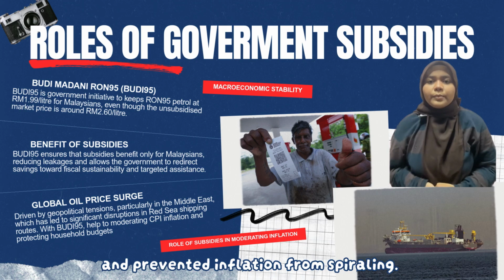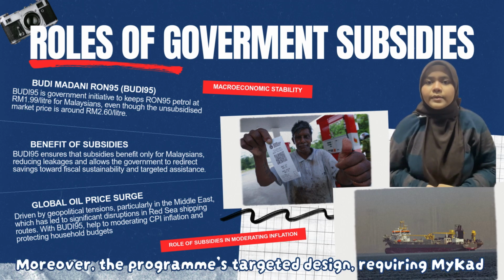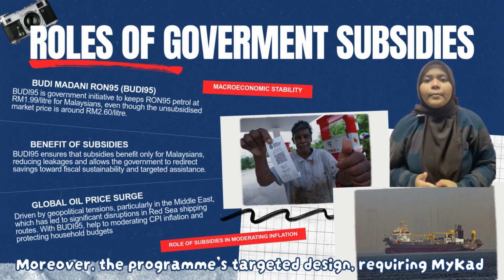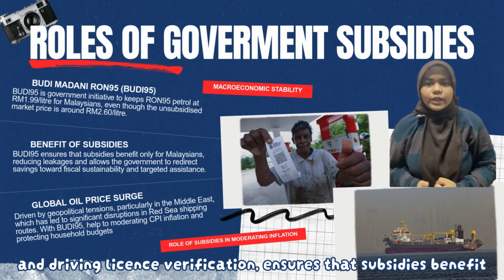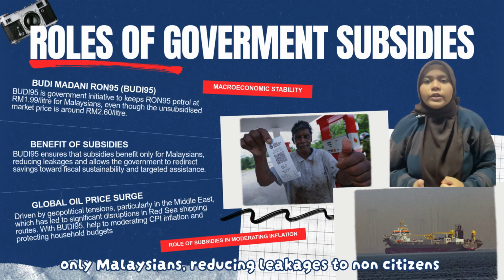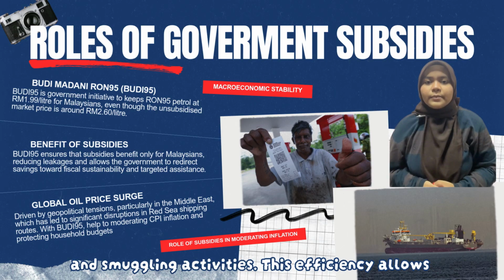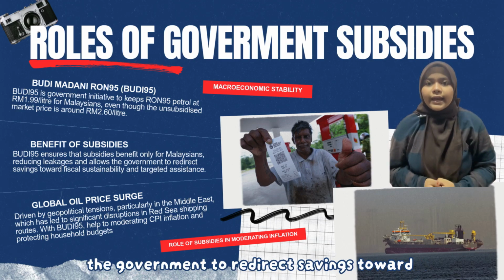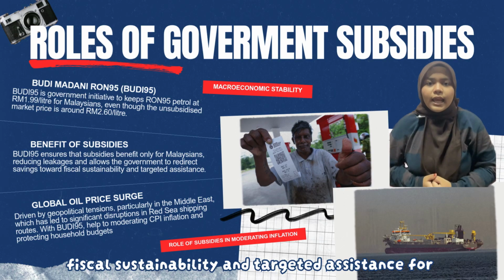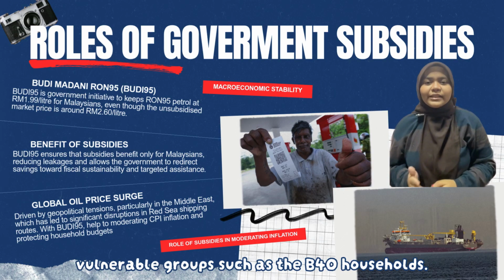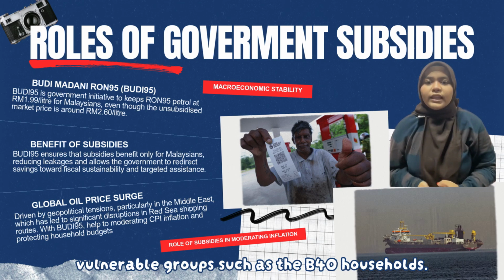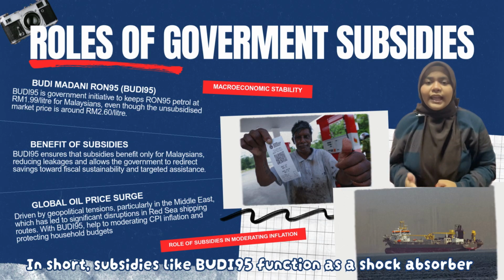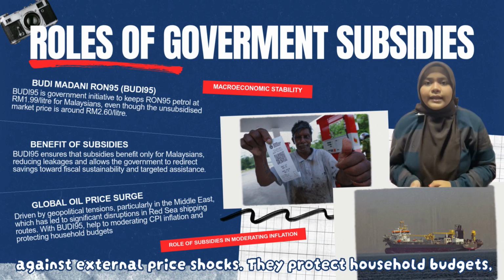prevented inflation from spiraling. Moreover, the program's targeted design, requiring MyKad and driving license verification, ensures that subsidy benefits only Malaysians, reducing leakage to non-citizens and smuggling activities. This efficiency allows the government to redirect savings toward fiscal sustainability and targeted assistance for vulnerable groups such as the B40 households. In short, subsidies like Budi 95 function as a shock absorber against external price shocks.